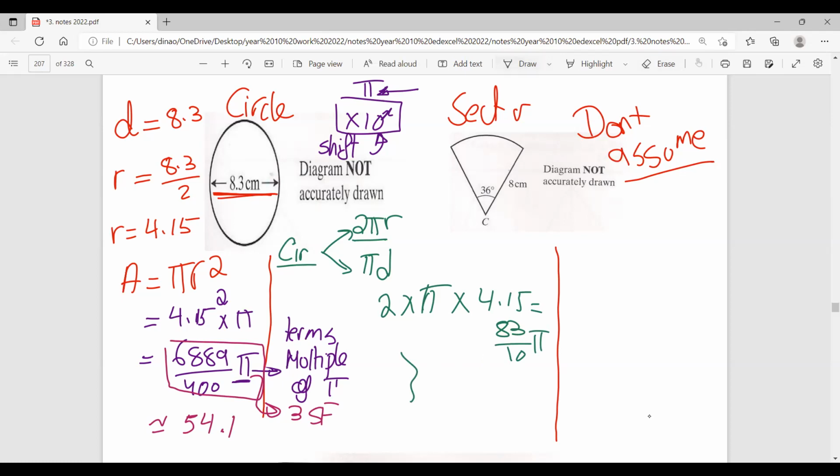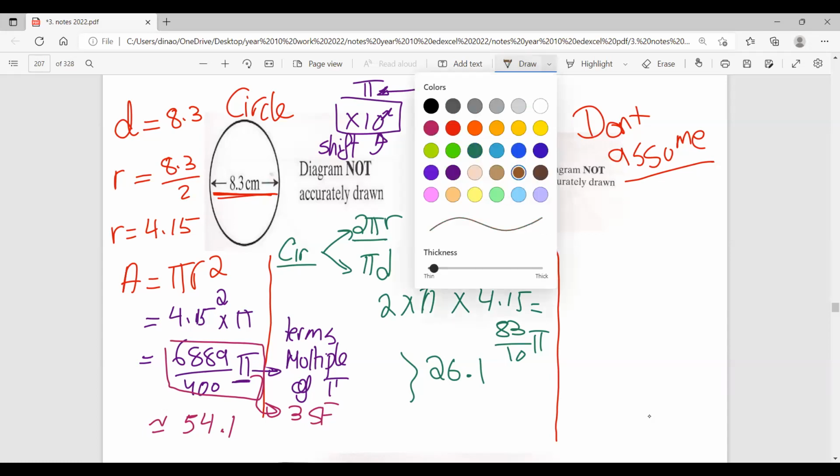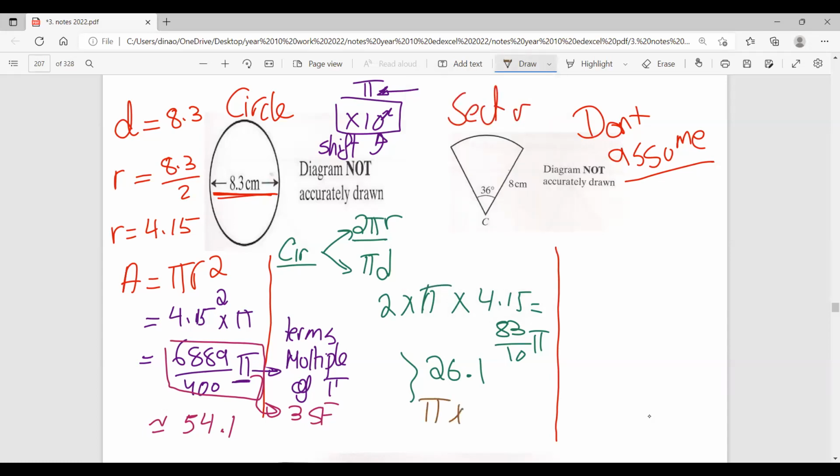طبعا في ناس على فكرة أصلا عارفين الكلام ده كله، فهم ممكن يحلوا الإكزامبلز دي كلها and they just check their answers، ولو هم already remember these rules لأن ده كله بالنسبة لكم مش جديد. طبعا if you want to use pi d, then pi times the diameter immediately, and of course you will get the same answer. Now this is for the circle.